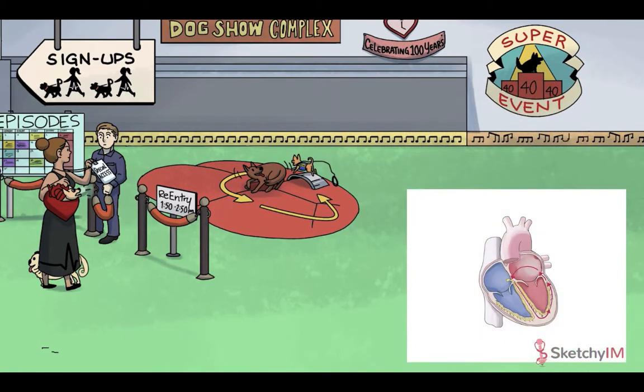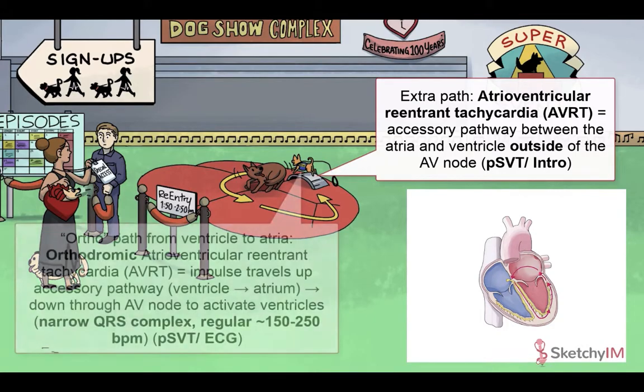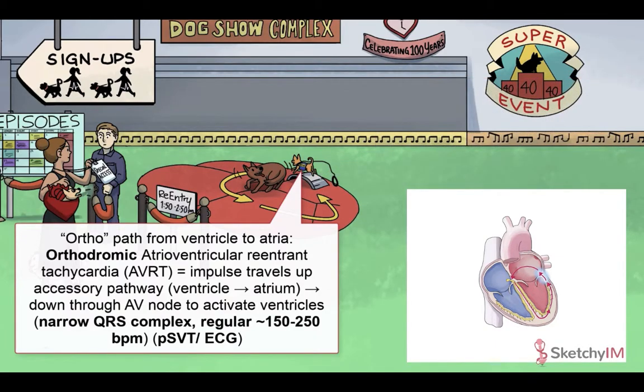Plain old AVRT, without the N, means that the impulse is traveling down an accessory pathway between the atrium and ventricle, but outside of the AV node, represented by that chihuahua there running from the ventricles back up to the atria on a little bridge shortcut. Orthodromic AVRT means that the impulse travels down the AV node to activate the ventricles, then heads back up to the atria through the accessory pathway, completing the circuit. And notice that he's wearing a cute little ortho harness. Aw, who's my cute little reentrant accessory?